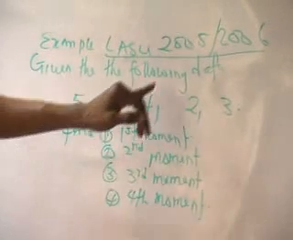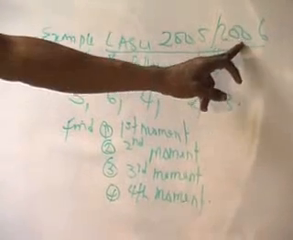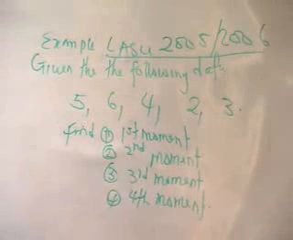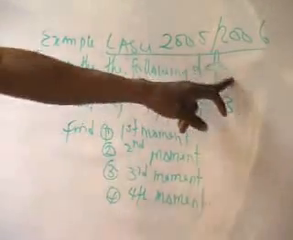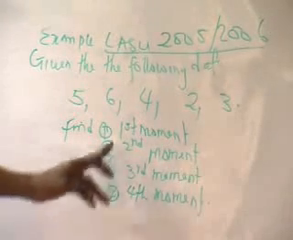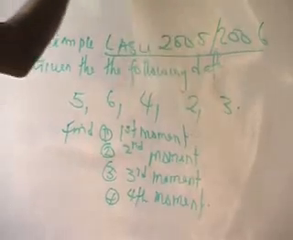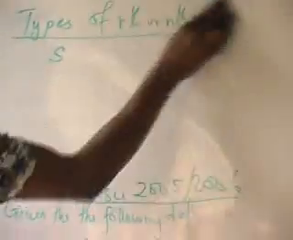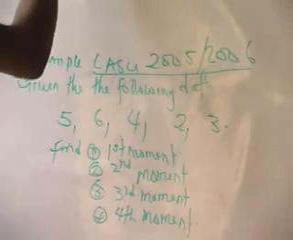This question comes from LASU 2005 to 2006. It was a past question. Now they say, given the following data, 5, 6, 4, 2, 3, we should find the first moment. So solution now. First moment. So let's just clean this.